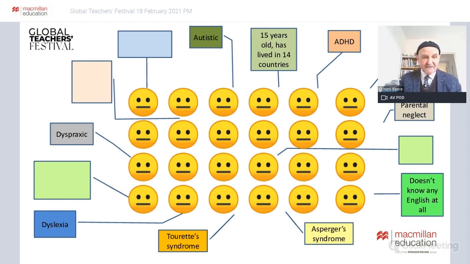Then you might have somebody who is dyspraxic or dyslexic, or as we did in one case, I had one student with Tourette's syndrome. I don't know if anybody here has come across that. Quite an unusual thing, it manifests itself in lots of different ways, just something you're born with.